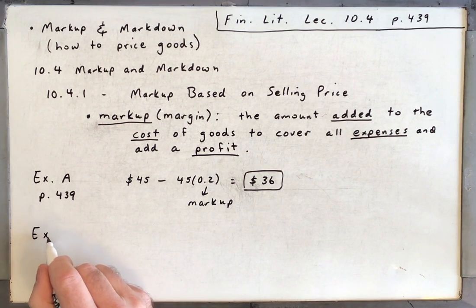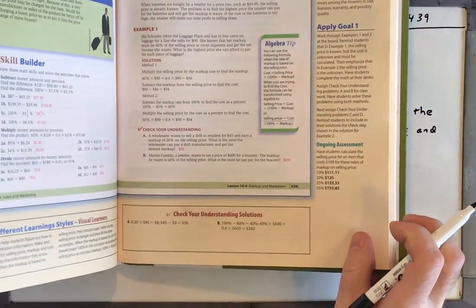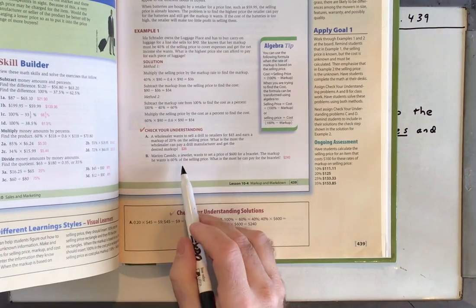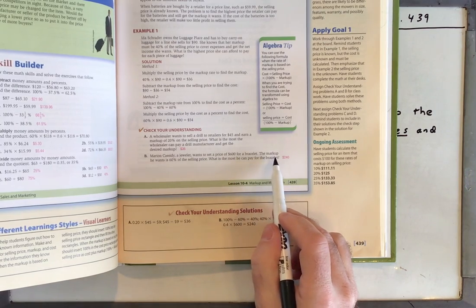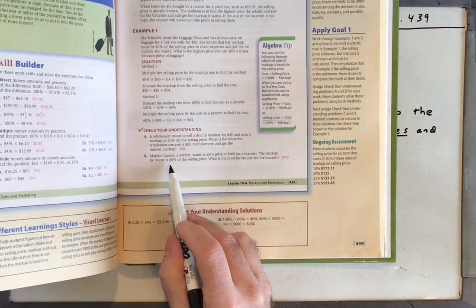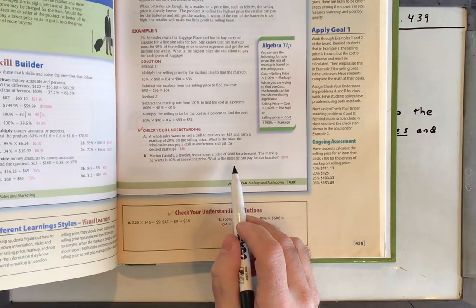Let's look at example B right underneath. That says Marion Cassidy, a jeweler, wants to set a price of $600 for a bracelet. The markup he wants is 60% of the selling price. What is the most that he can pay for the bracelet?